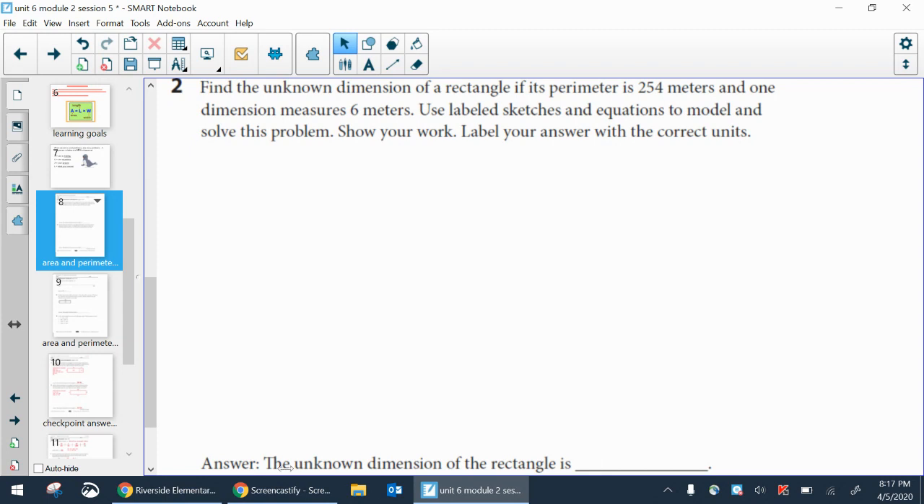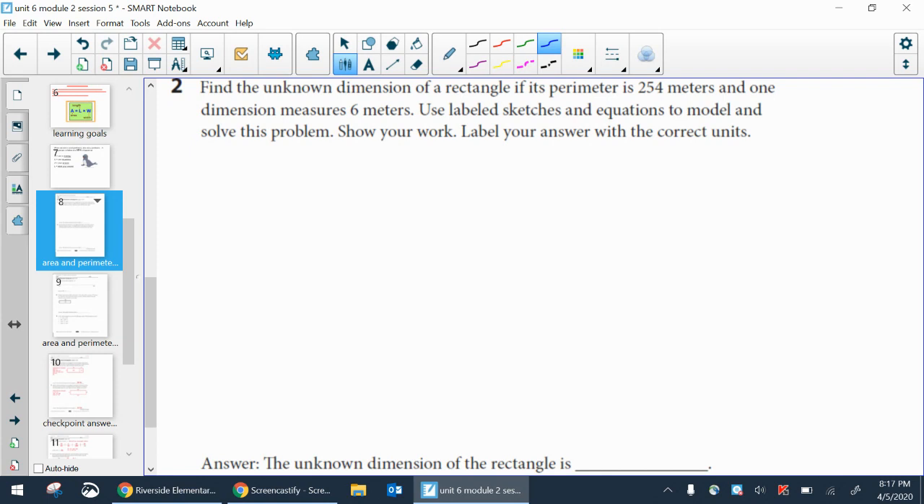So we are trying to find the unknown dimension of a rectangle. So you might want to pause, work it out a little bit, use your seal of approval, and then after you think you are set, press play again, and then check back in with us. All right, let's take a look.